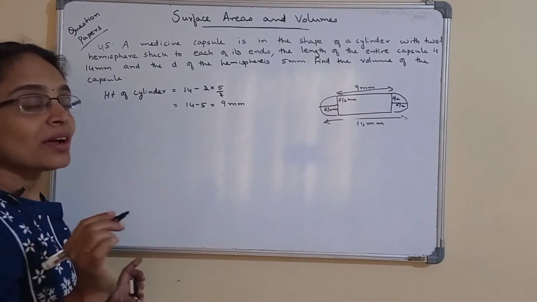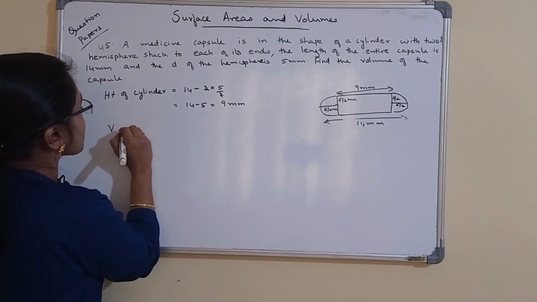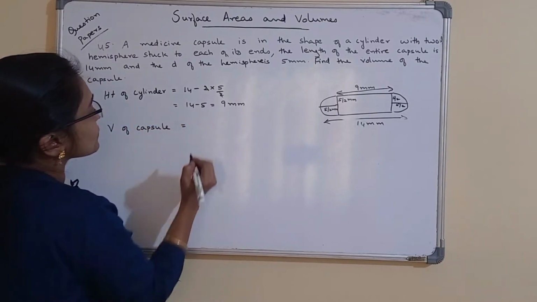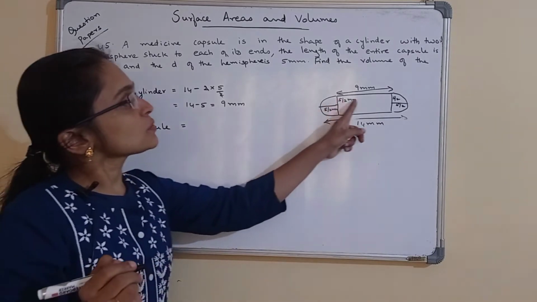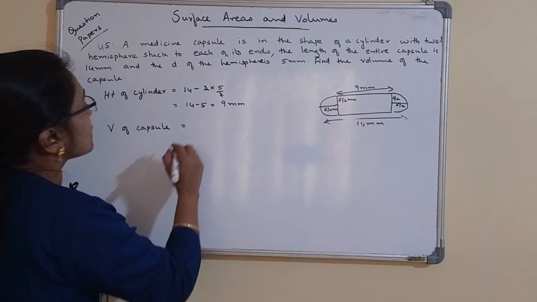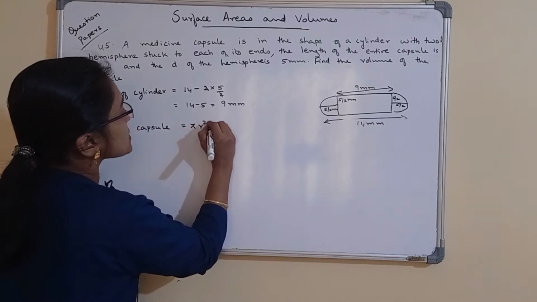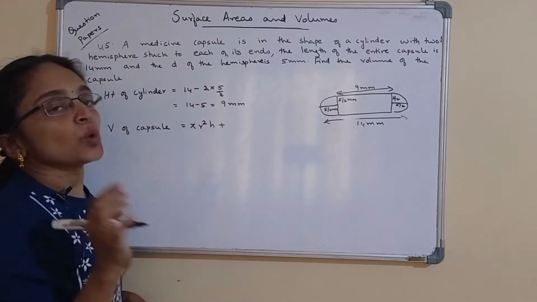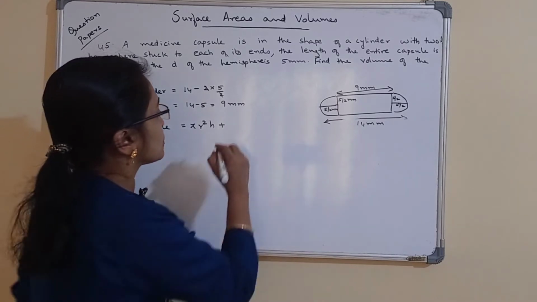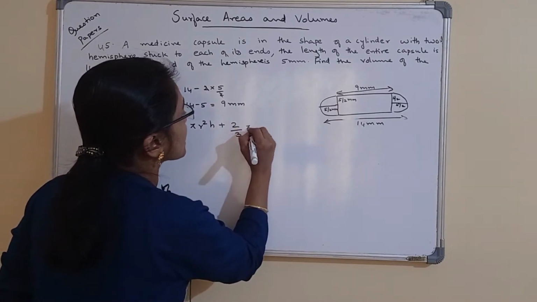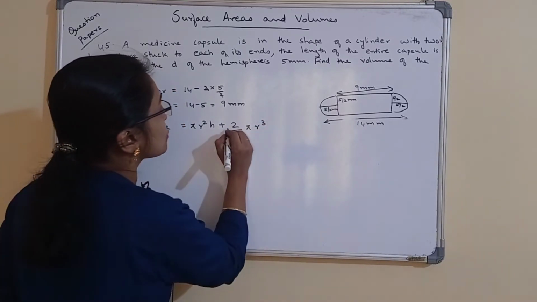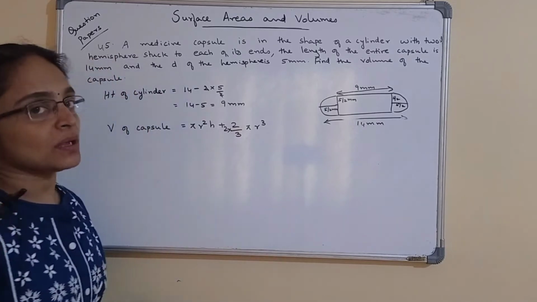Okay. Now volume. Volume of capsule is equal to this volume plus volume of these two hemispheres, right? And it is equal to pi r square h plus, what is the volume of a hemisphere? It is 2 by 3 pi r cube. Two such hemispheres are there. So 2 into 2 by 3 pi r cube.